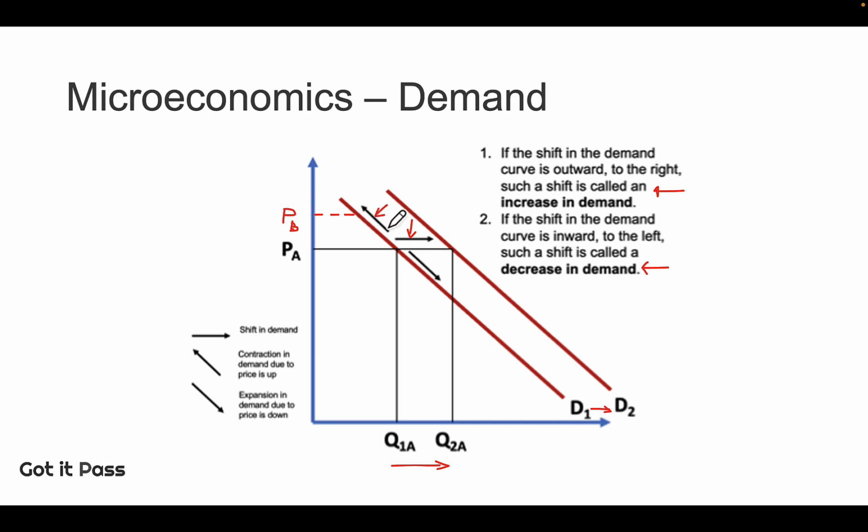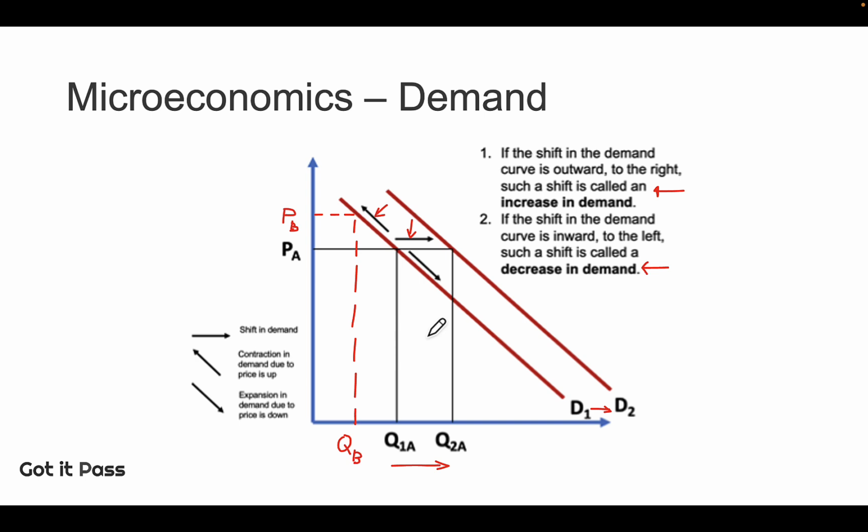The price is going up, and under the same demand curve D1, it implies that the quantity demanded will shift from Q1A to a lower level because the price is going up. So you can see, given PB, the quantity demanded changes from Q1A to QB.